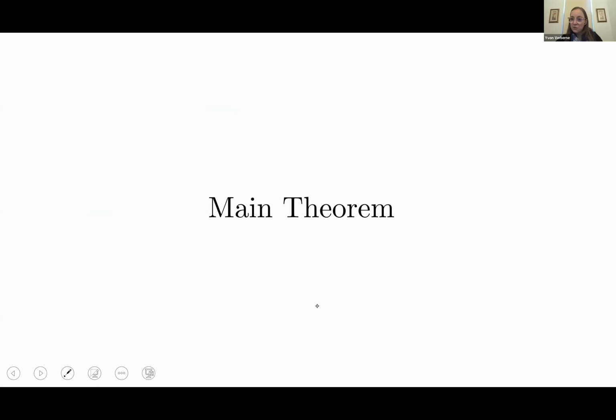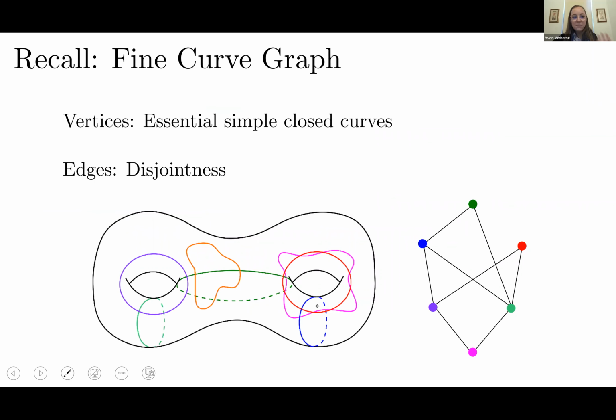Now that we've gone through some of the history, I think we're ready to look at the main theorem. Recall that the fine curve graph is the graph where the vertices are the essential simple closed curves and where the edges correspond to disjointness. If we're looking at the automorphism group of the fine curve graph, notice that it's not natural to think that it's going to be isomorphic to the mapping class group.